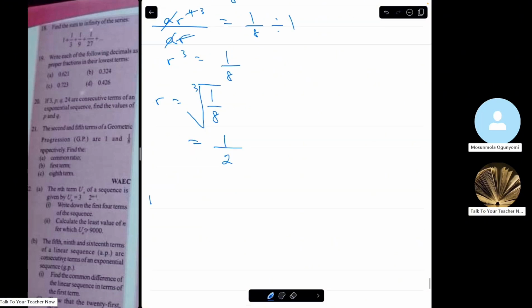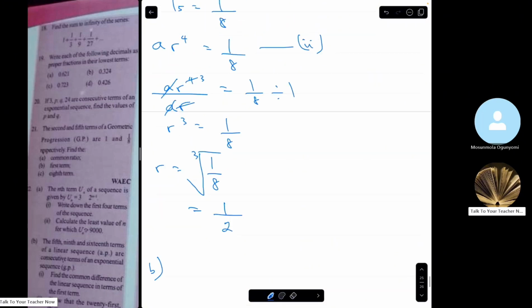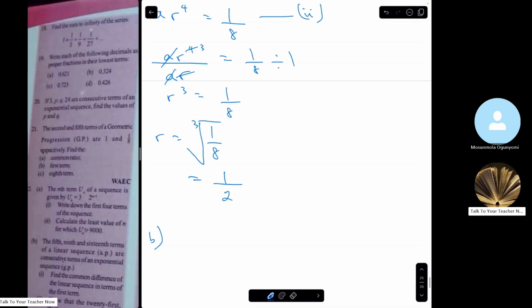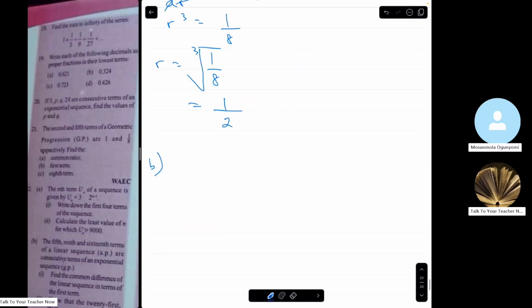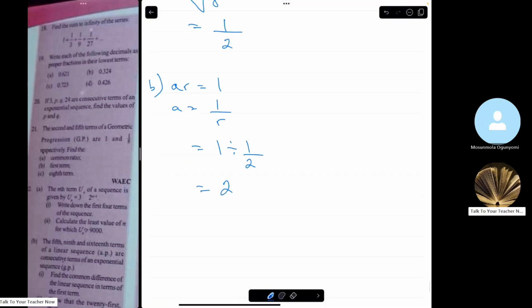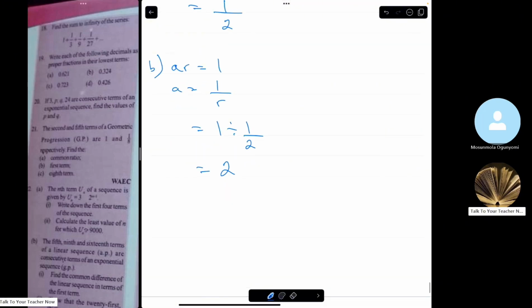What's question B? I don't know. You got that? I didn't say you didn't get any of them. You should get some. What's question B? Question B says find A, the first term. AR is 1. That simply means A is equal to 1/R, which simply means 1 divided by 1/2. And that's 2. That's the first term.